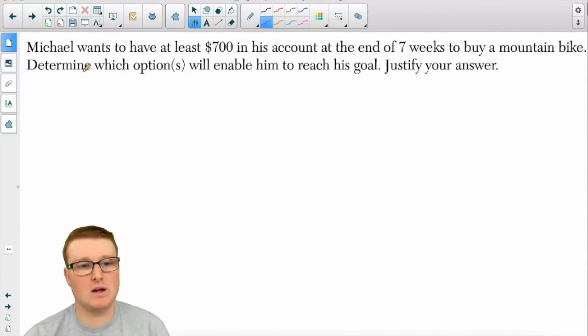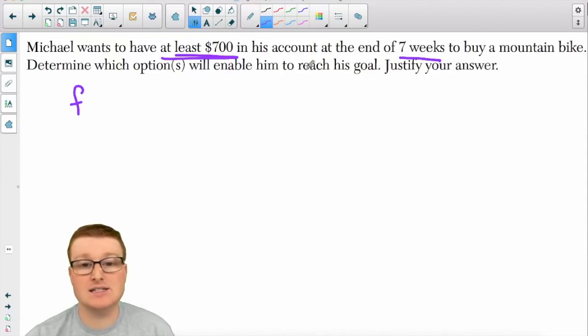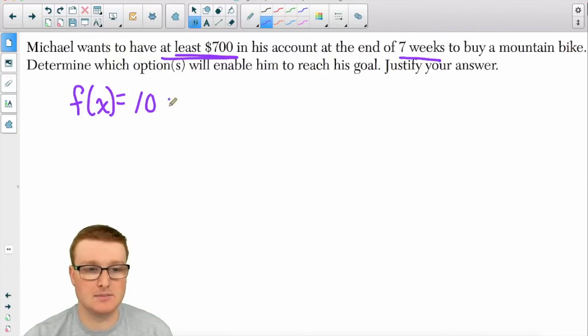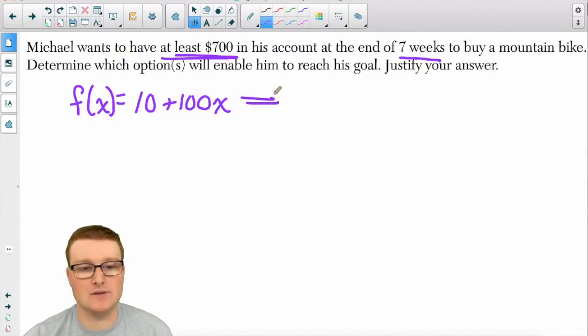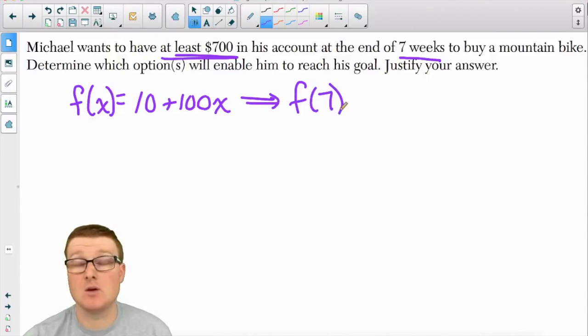Now, for the follow-up question, Michael wants to have at least $700 in his account by the end of 7 weeks to buy a mountain bike. Determine which option or options will enable him to reach his goal. Justify your answer. So what we're going to do is this. I'm going to take 7 and plug it into f of x, which is, again, 10 plus 100x, okay? So I'm going to find f of 7. We plug in the 7 for x. So we get 10 plus 100 times 7, okay?